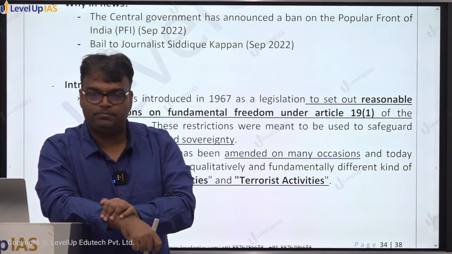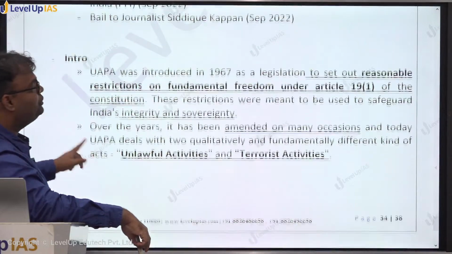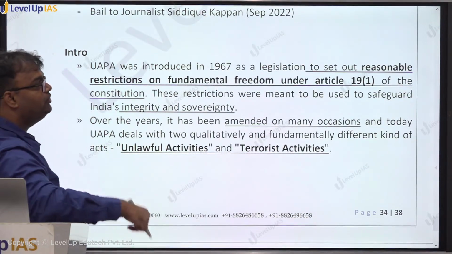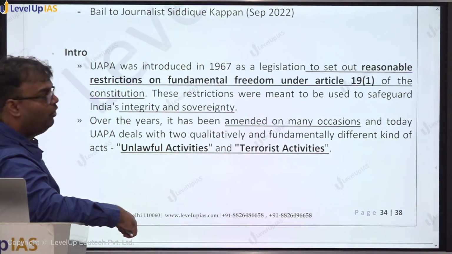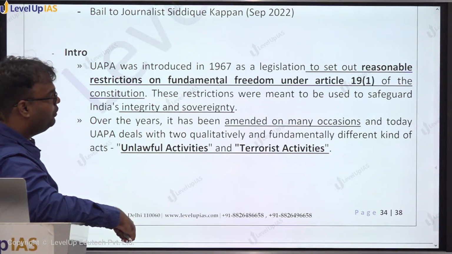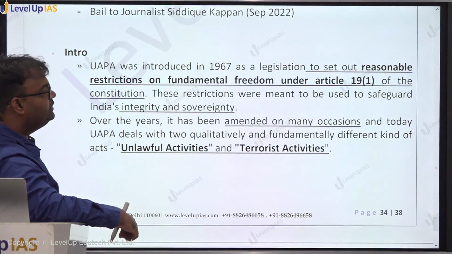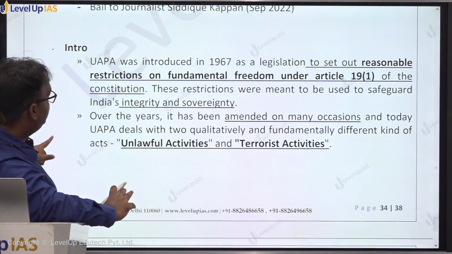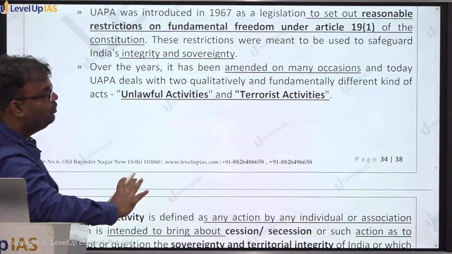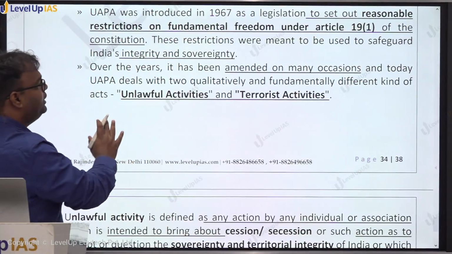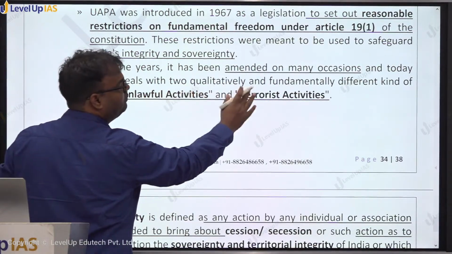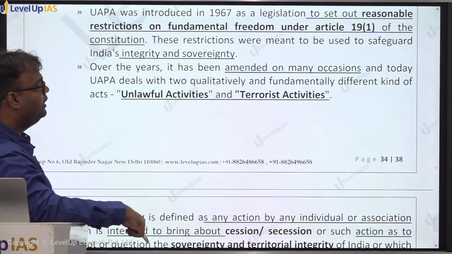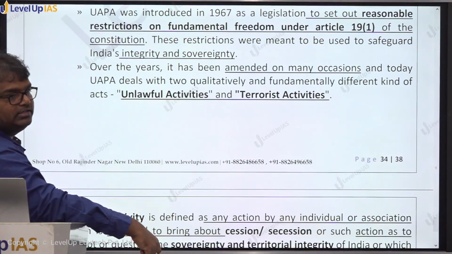आर वी गेटिंग दिस? तो UAPA was introduced in 1967 as a legislation to set up reasonable restriction on fundamental freedom under Article 19(1) of the Constitution. These restrictions were meant to be used to safeguard the integrity and sovereignty of India. Over the years, it has been amended on many occasions, and today UAPA deals with two qualitatively and fundamentally different kind of act: unlawful activities and terrorist activities.